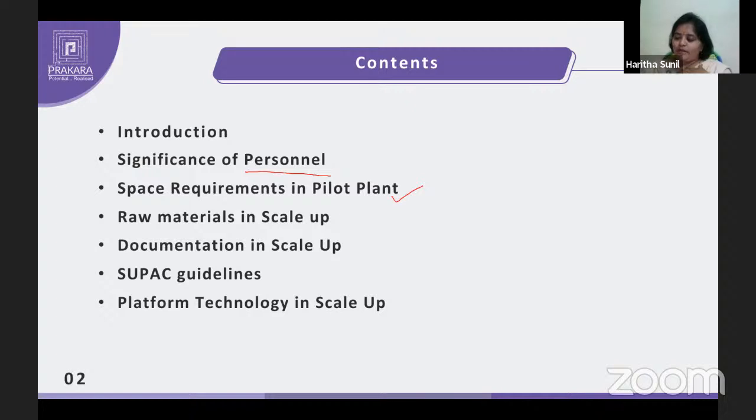And what are all the raw materials that we use in the scale up? Documentation, SUPAC guidelines. This is very important because definitely this question would come in your university examinations regarding the SUPAC guidelines, and also platform technology in the scale up. So what actually this platform technology is and how it is useful in the pilot plant scale up techniques.